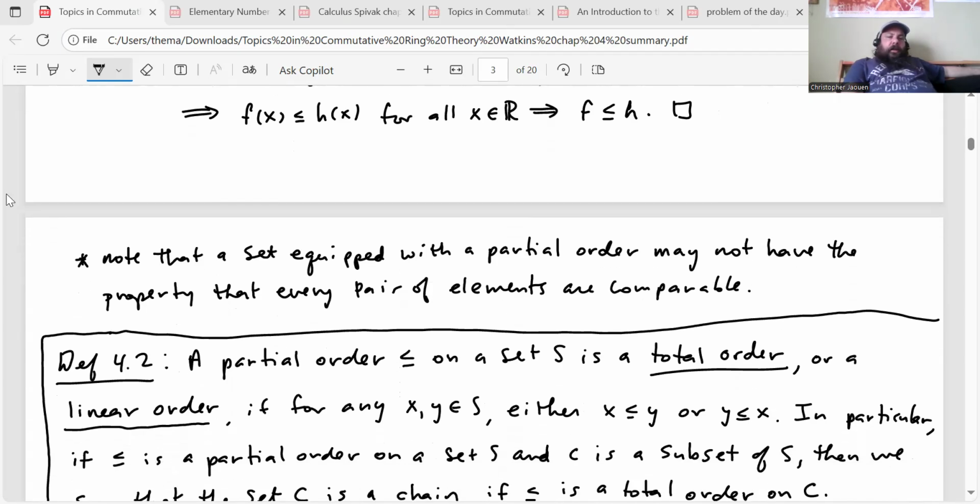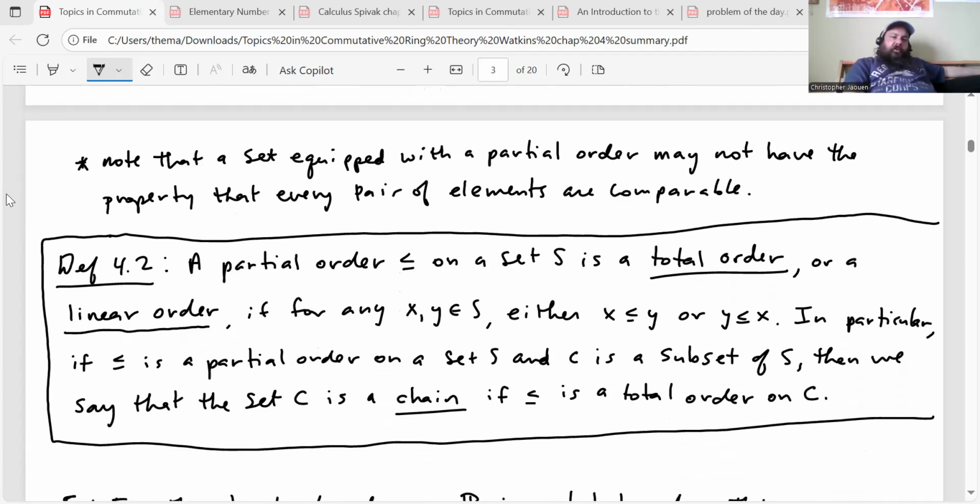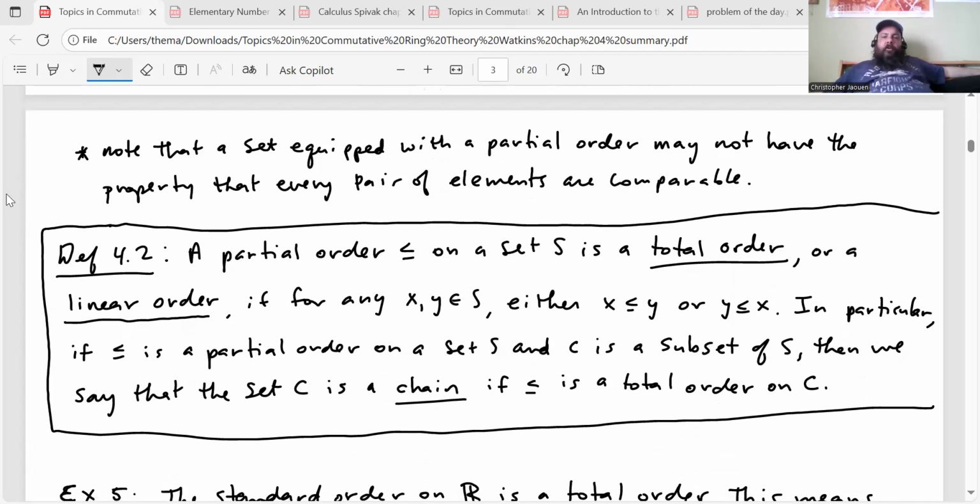Just a note that a set equipped with a partial order may not have the property that every pair of elements are comparable. That's why we call it a partial order. If every pair of elements in the set is comparable, then we actually call it a total order. So that's definition 4.2. A partial order on a set S is a total order or a linear order if for any x, y in S, either x is less than or equal to y, or y is less than or equal to x. In particular, if less than or equal is a partial order on a set S and C is a subset of S, then we say that C is a chain if the partial order is a total order on C.